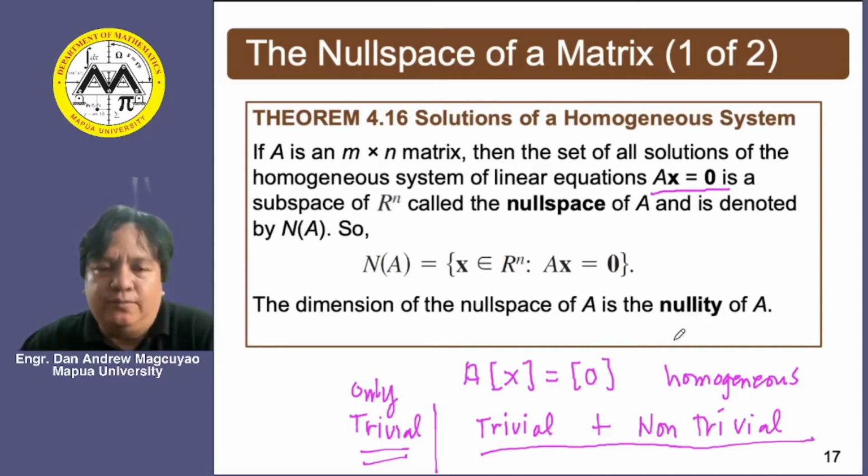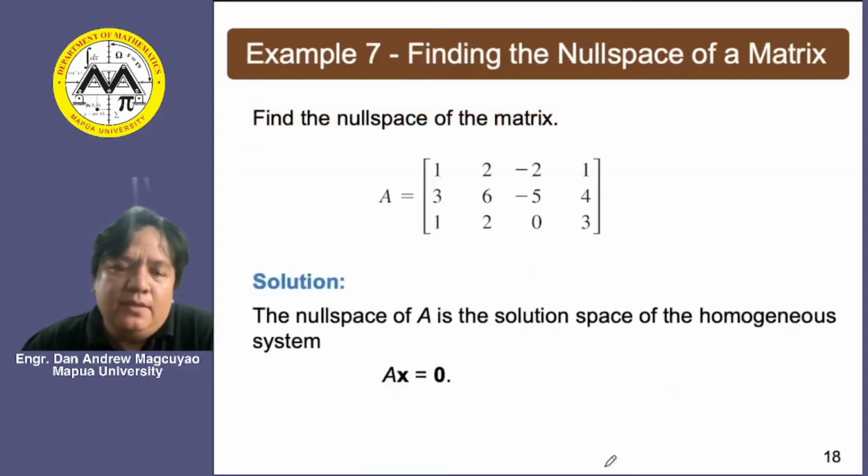The dimension of the null space of A is the nullity of A. The nullity is the dimension of the null space. The null space is N of A, which is a subspace of R raised to n, the solution space in R raised to n. So find the null space of the matrix A.